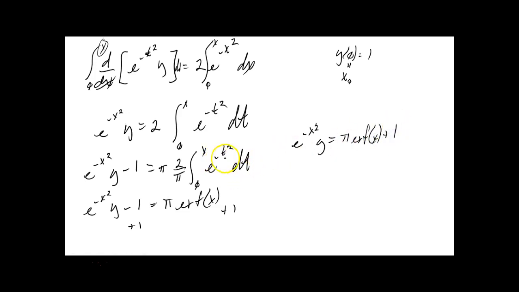And then multiply both sides by e to the x squared. Okay, so this will be pi e to the x squared times the error function of x plus e to the x squared, because you're multiplying that by 1 as well. Okay.